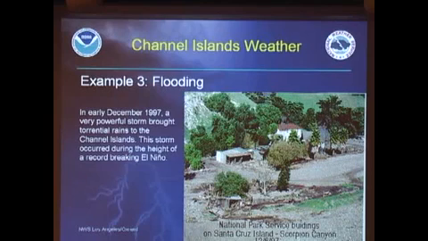Well, this is an example of what happened in December of 1997. It brought torrential rains to the Channel Islands. A storm occurred during the height of a record-breaking El Nino. And I'm going to get a little bit more in-depth about El Nino, exactly what is El Nino and everything, a little later in my discussion. But this is Santa Cruz Island, Scorpion Canyon, basically. National Park Service buildings here. You see a lot of mud and debris coming through here and in through this area. I believe there were some outbuildings that were damaged.